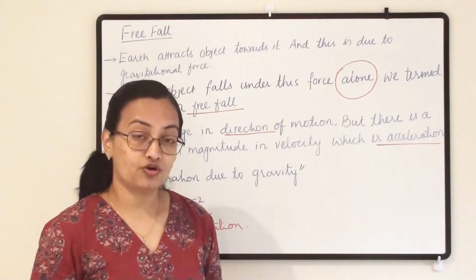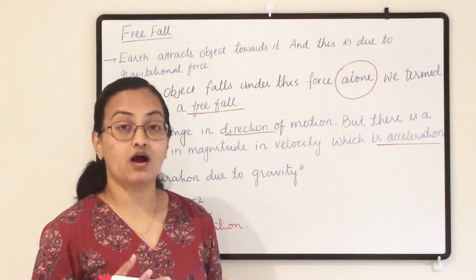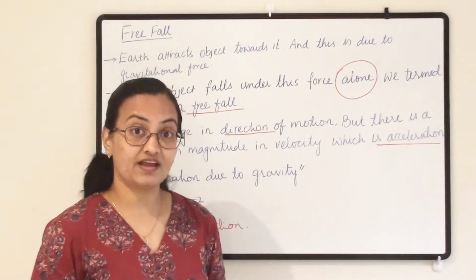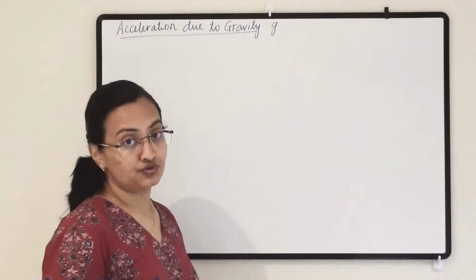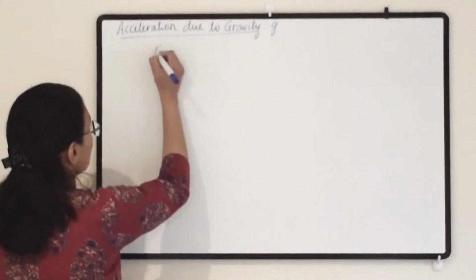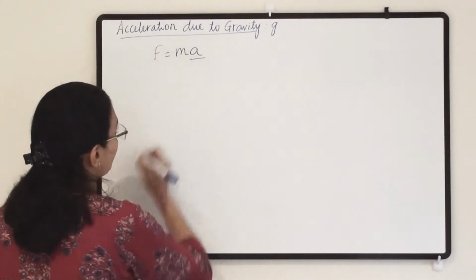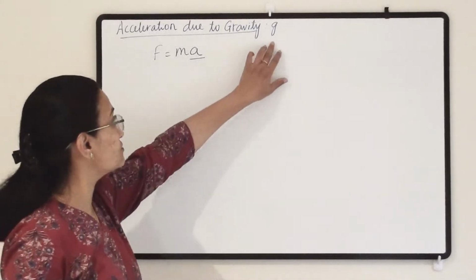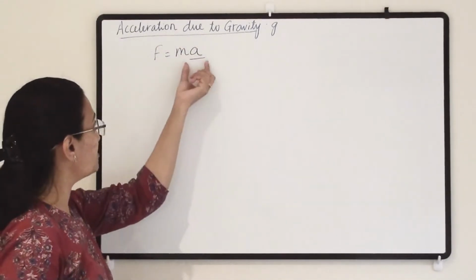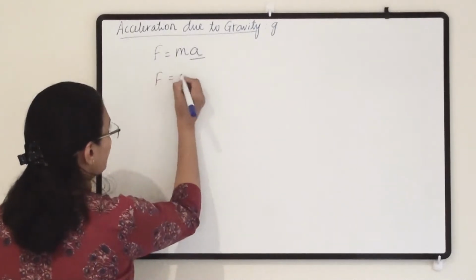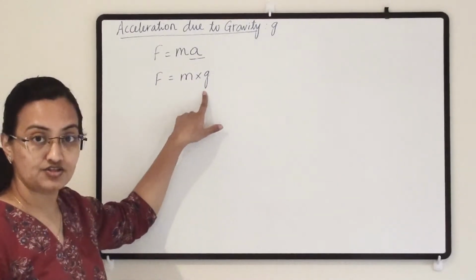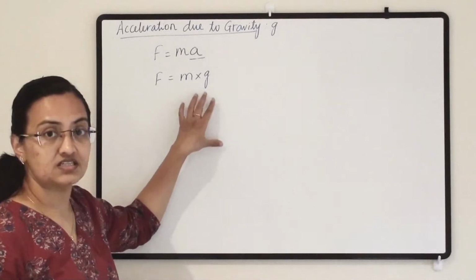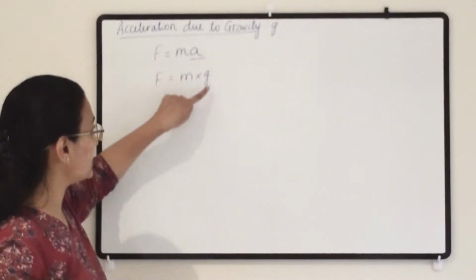Now let us find the formulas to calculate G, or how to find G for any particular object, and we will learn how to calculate the value of the constant G. Let us find the formula for acceleration due to gravity. We know that F equals m a, where a is acceleration, and here our G is also acceleration due to gravity. So instead of a, we write F equals m into G. We have replaced a with G because this is also acceleration, but it is due to gravity.